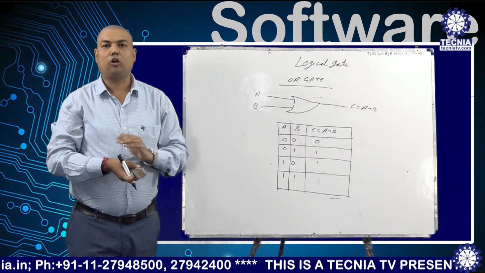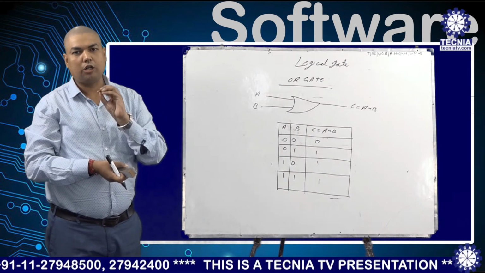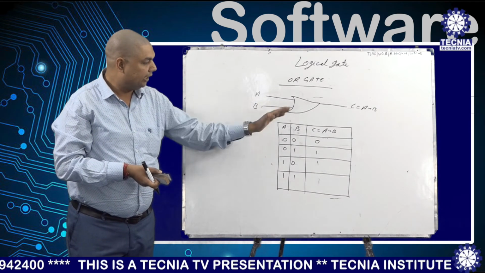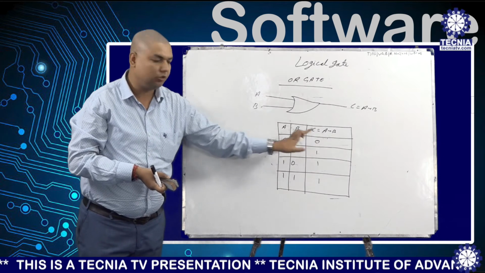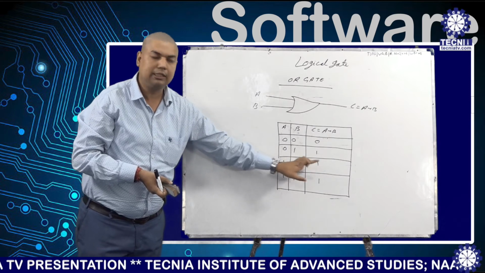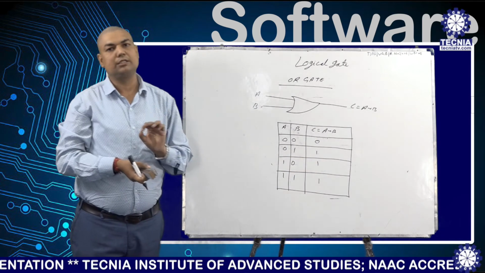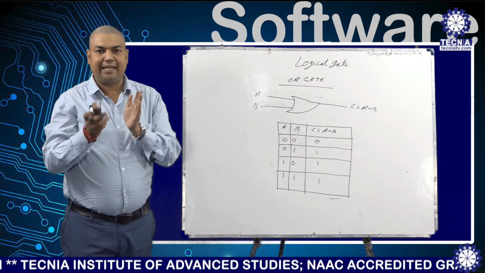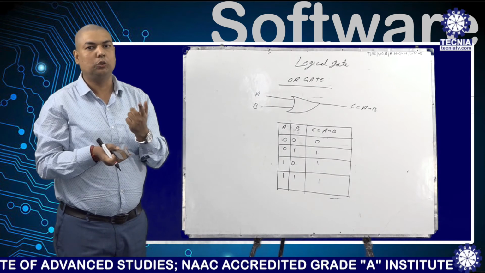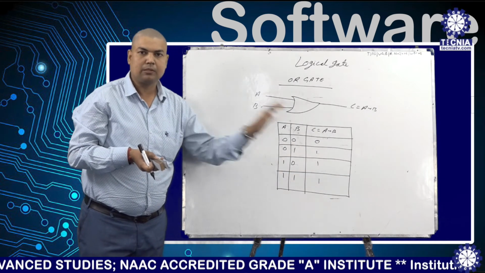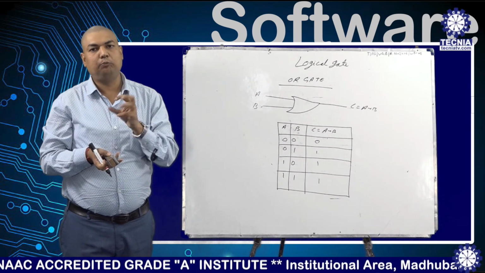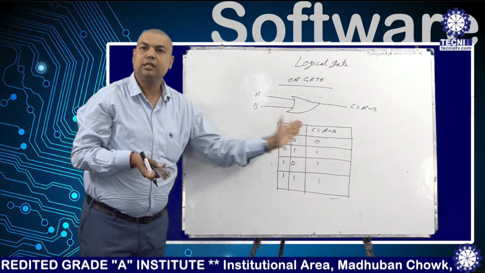What is the meaning of the OR operation? OR means we need only one true. Here we mention that in OR, 0 plus 0 becomes 0, 0 plus 1 becomes 1, 1 plus 0 becomes 1, and 1 plus 1 becomes 1. It means that when we have two inputs and any one is true, then the resultant is true. In the OR gate, when both inputs are 0, then the resultant is 0.